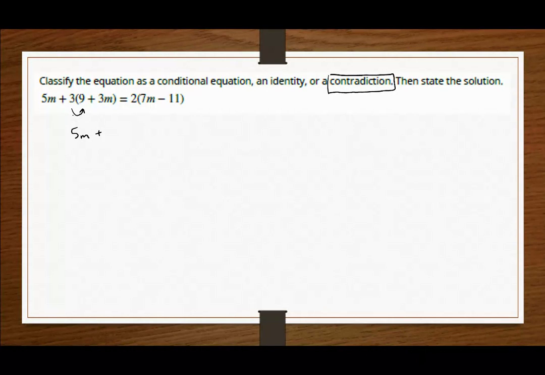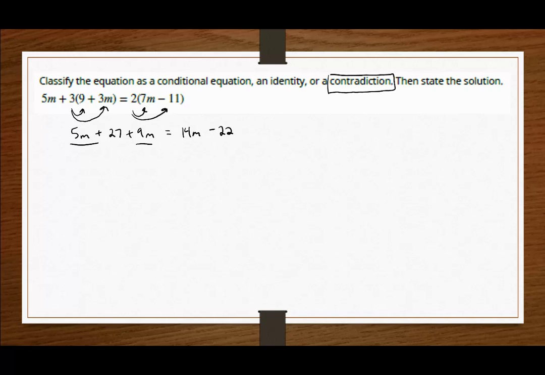We'll do our distribution here to begin with. So we get 3 times 9, that should give me plus 27. 3 times 3m gives me plus 9m. Similarly, on the right-hand side, we have a distribution that leaves me with 14m minus 22, like this. As I simplify here, now I can start to say, okay, well, 9m plus 5m, that's another 14m plus 27. On the right-hand side, I get 14m minus 22. And you might say, okay, well, this looks like it's solvable.